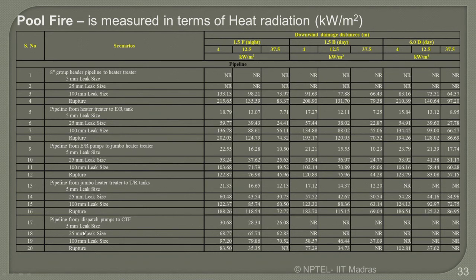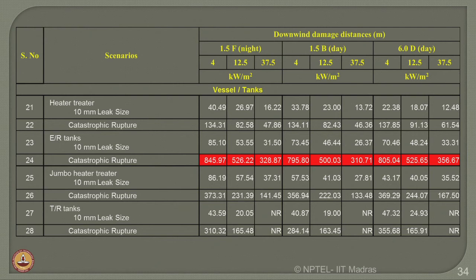These are the scenarios identified as hazard scenarios in the given problem, and the downward damage distances for different class of stability for day and night for different heat radiation intensities as specified by the regulatory agency are worked out in terms of distances in meters. You will see here that all these distances are acceptable standards, which is within the risk acceptance levels for the given regulatory agency. When we talk about the tanker's failure for pool fire, especially in terms of catastrophic rupture that could happen in emulsion recipient tank, the distances which are shown in red here or the red band are unacceptable in terms of risk acceptance criteria for the given plant.